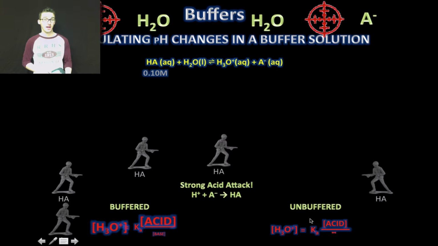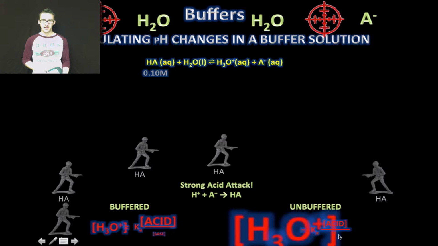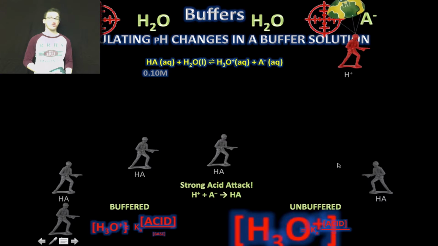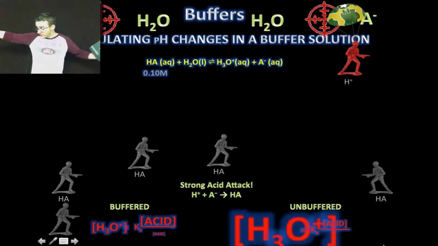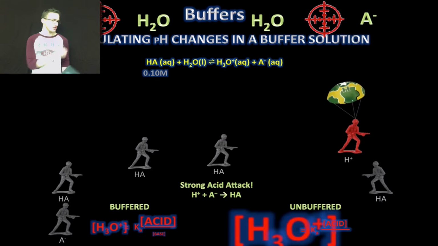But think about how much more the pH would change in an unbuffered solution, right? There's no conjugate base there, so any added hydronium ion, any added strong acid is just going to blow up the pH. The enemy is dropping in, and there's like no one there. We've left the flank wide open. pH is going to blow up.